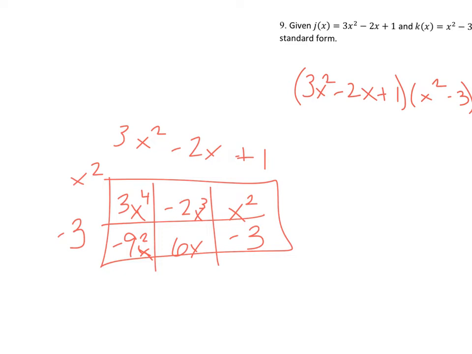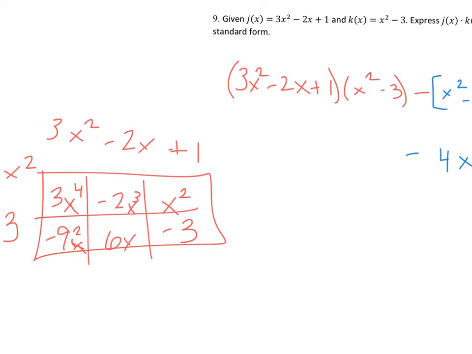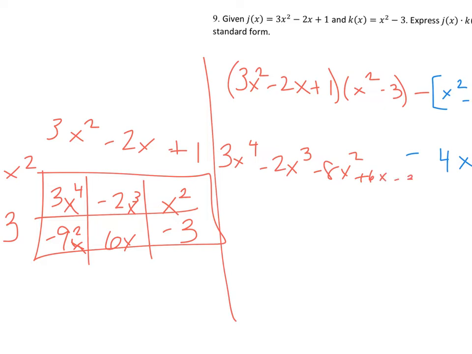Okay, so now I'm going to put that right next to my blue, combining any like terms. So 3x to the fourth won't combine with anything. Negative 2x cubed won't, but the 9x and the x squared can combine to a negative 8x squared. And then plus 6x minus 3.